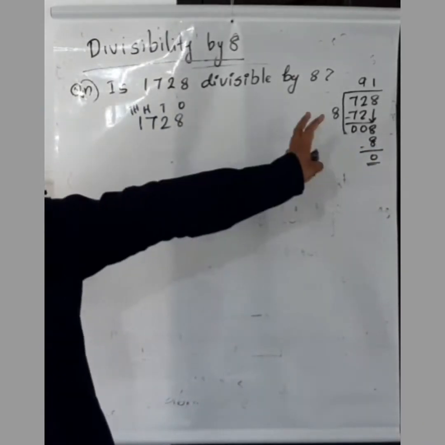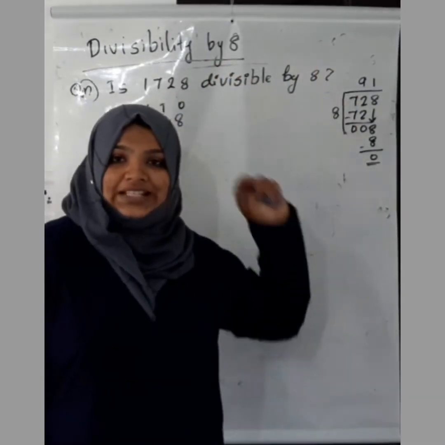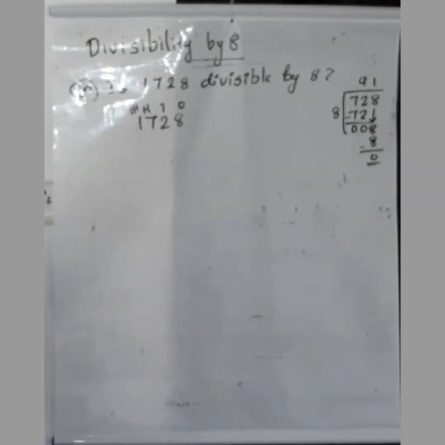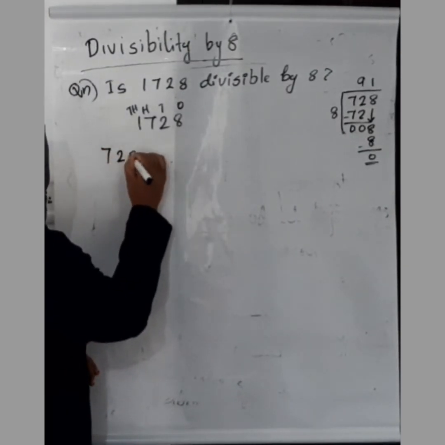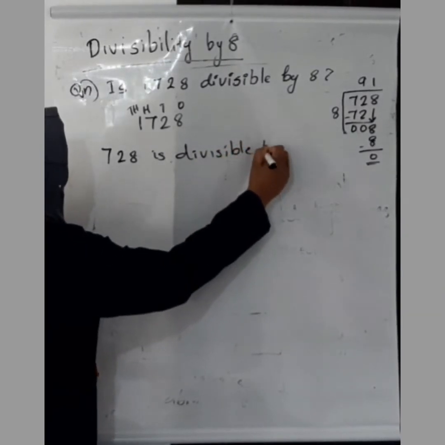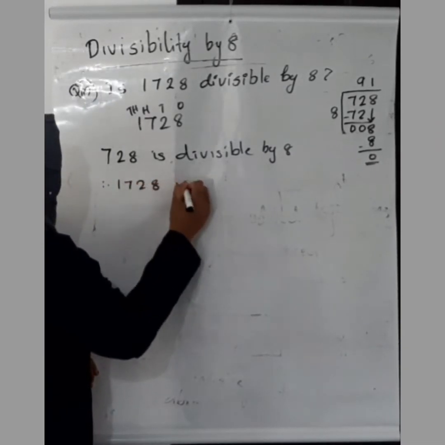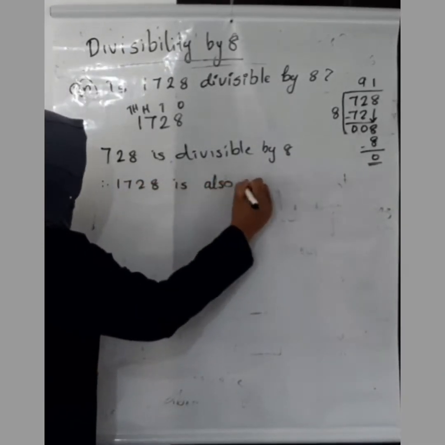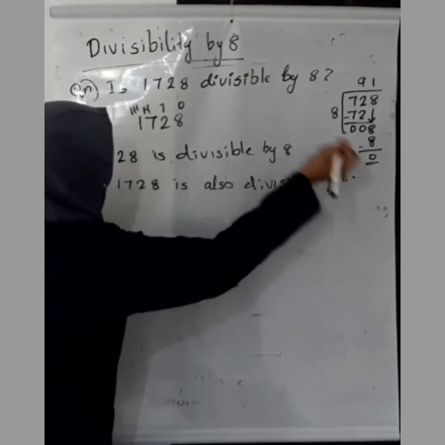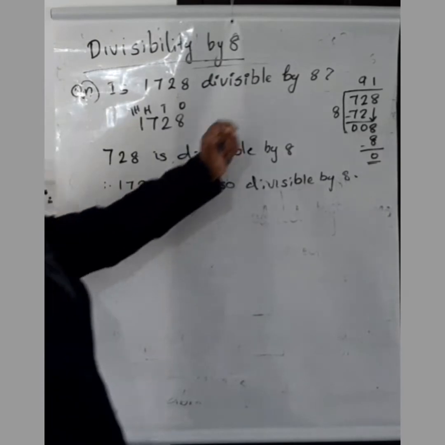So that means 728 is divisible by 8. Isn't it? So we got that 728 is divisible by 8. Therefore, 1728 is also divisible by 8. So you have to copy this question to your notebook. Here what we have done is we have considered the 3 digits.